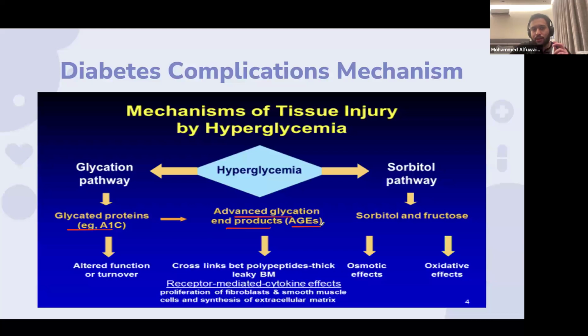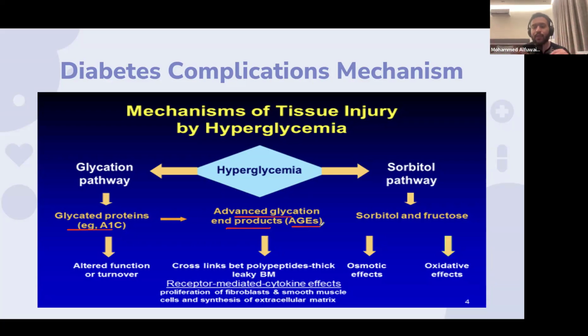Now, what these AGEs, or advanced glycated end products, will do is two things. One, they go to the basement membranes and cause them to thicken and weaken. It's a thick, but leaky basement membrane. So this is one effect of the advanced glycated end products. The second thing is that these advanced glycated end products will bind to RAGEs, the receptors for advanced glycated end products. Once it binds to these receptors, it causes fibroblast and smooth muscle proliferation and so on, which will cause atherosclerosis, kidney disease, and so on.